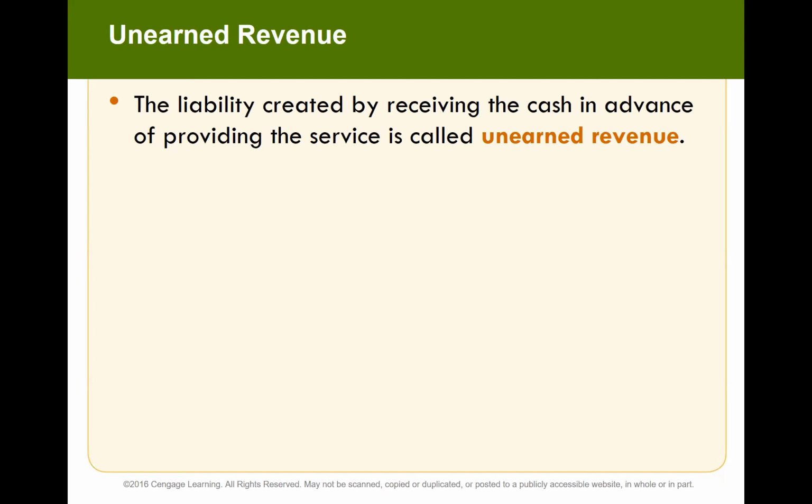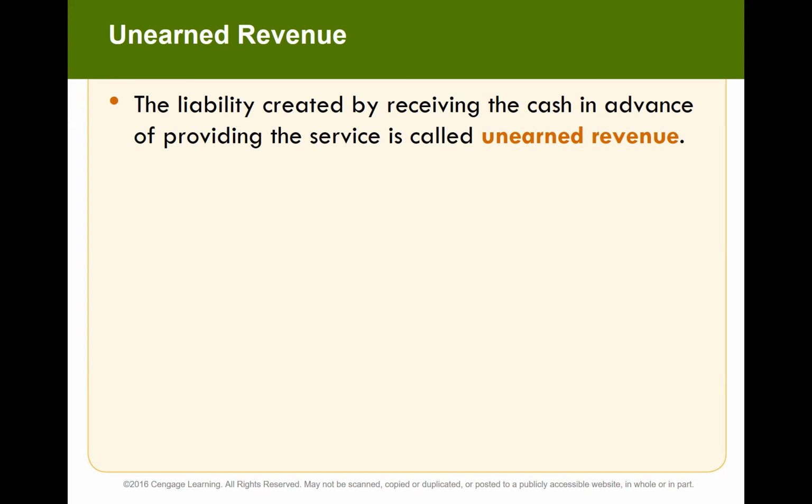Unearned revenue. This is a new type of account. Unearned revenue is a liability account. Now, what is unearned revenue exactly? Well, the book says the liability created by receiving the cash in advance of providing the service is called unearned revenue. Basically, that means they paid you for something you haven't done yet. That's the simplest way to state that.